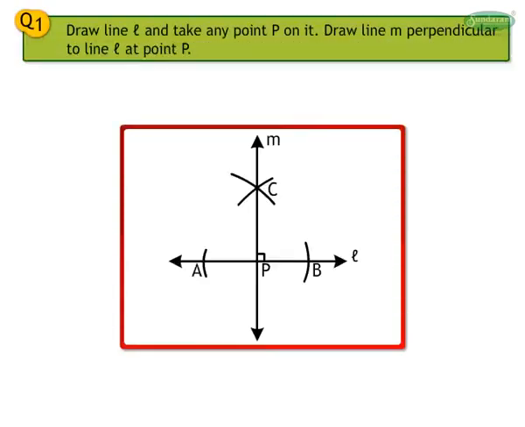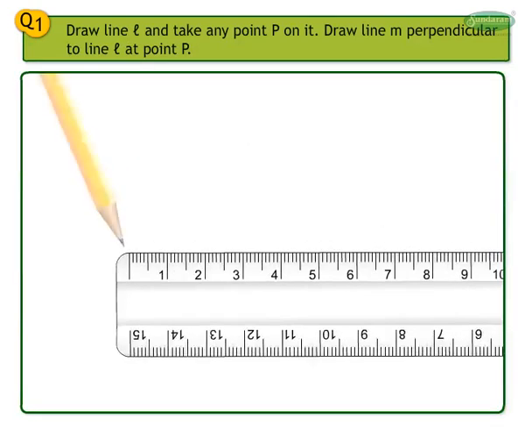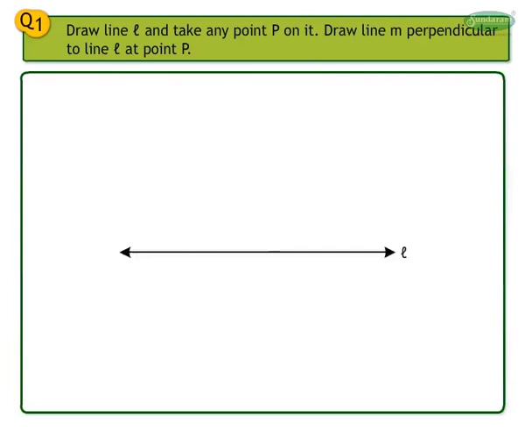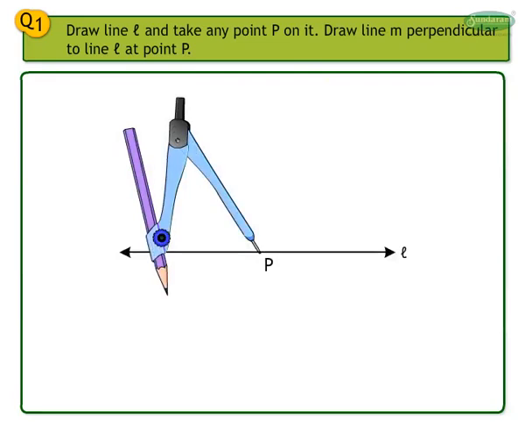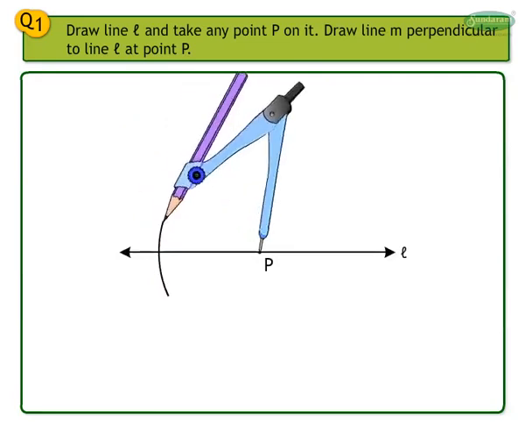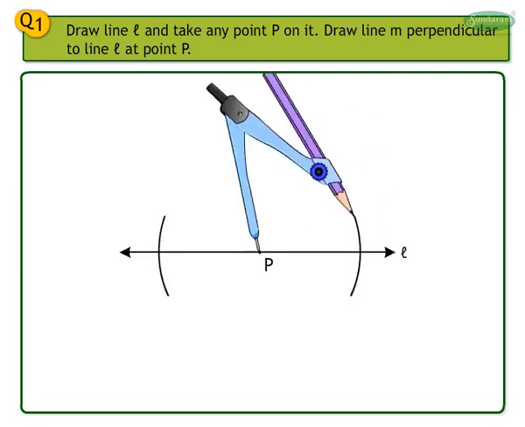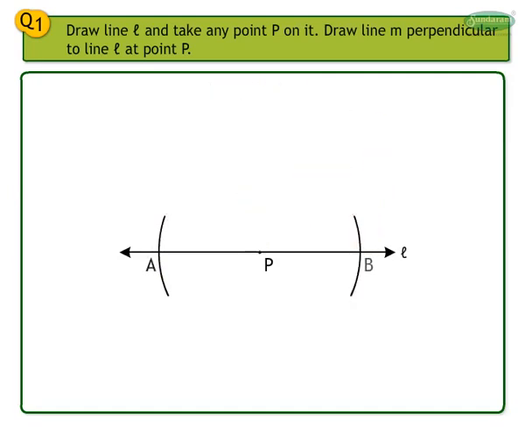Question 1. Draw line L and take any point P on it. Draw line M perpendicular to line L at point P. Draw line L. Take point P on line L. Now take P as center and with any suitable radius, draw 2 arcs intersecting line L in A and B.